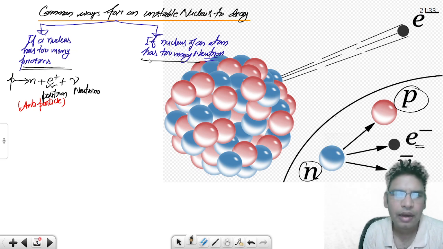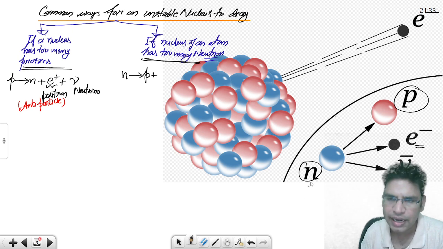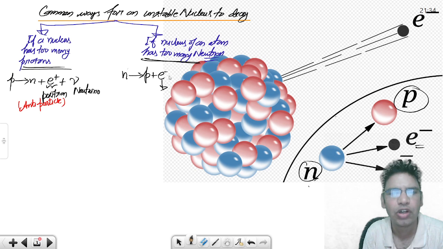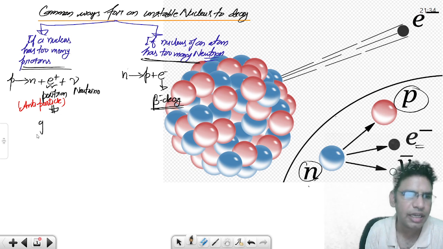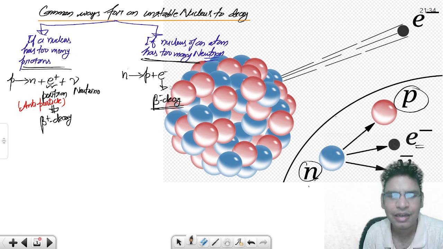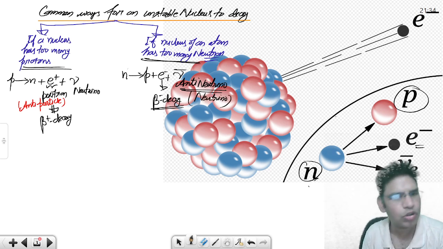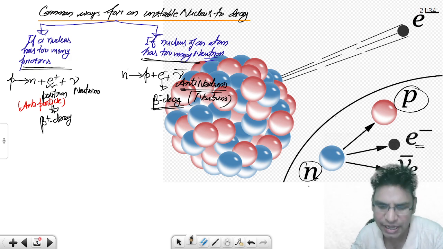For example, if a nucleus has too many neutrons, this neutron is going to convert into a proton, and because there is negative charge, zero charge, neutron is neutral, proton is positive, an electron is emitted. This fast moving electron emitted is called beta minus decay, because the electron has negative charge. The positron case is called beta plus decay. I am not getting into detailed physics, but this is what you should understand. And it releases an anti-neutrino. Anti-neutrino is the same as neutrino, but it has other properties, and both of them are electrically neutral. This much you can understand.